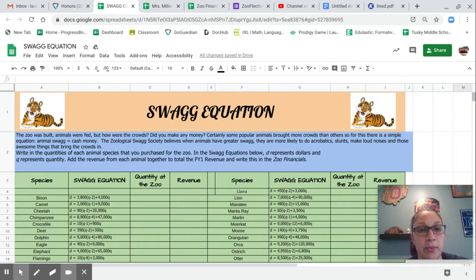Add the revenue from each animal together to the total fiscal year 1 revenue and write this in the zoo financials. We're not doing anything with the zoo financials today. We're going to do that tomorrow, but we are going to fill this in. So this is your responsibility for today.